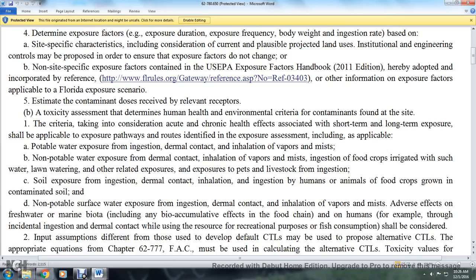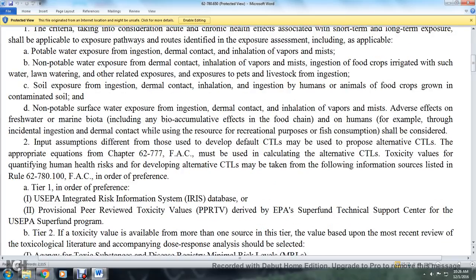Soil exposure: ingestion, dermal contact, inhalation, ingestion by humans and animals of food crops grown in the contaminated soil. Non-potable surface water exposure: ingestion, dermal contact, inhalation of vapors and mist; the adverse effects on freshwater and marine biota, including bioaccumulative effects in the food chain to humans, for example through incidental ingestion or dermal contact as a result of recreational use, and fish consumption, shall be considered.